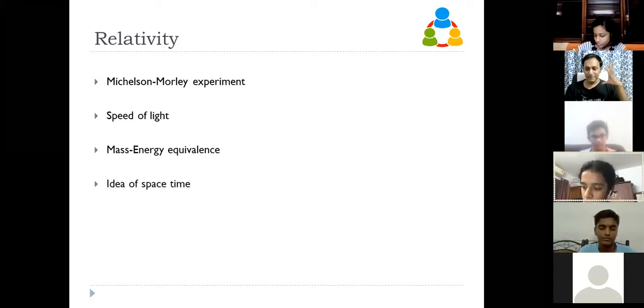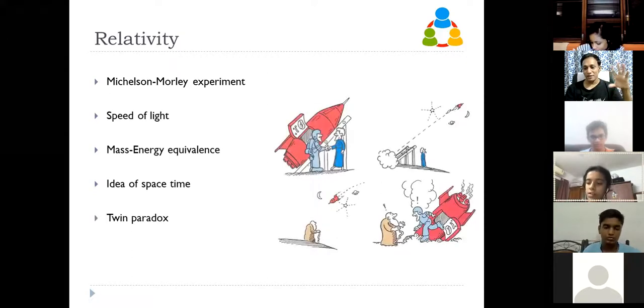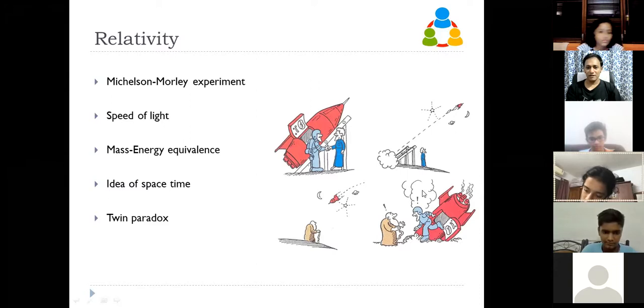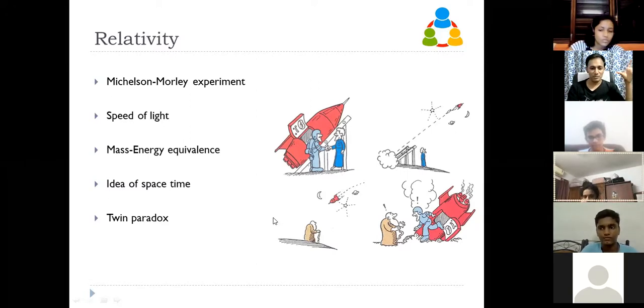Now, that is actually explained through a very famous thought experiment called the twin paradox. Don't take it in literal value, it is just to give you an idea. The idea is that Alan and Alfin are brothers, twins. Let us assume both of them are of the same age.